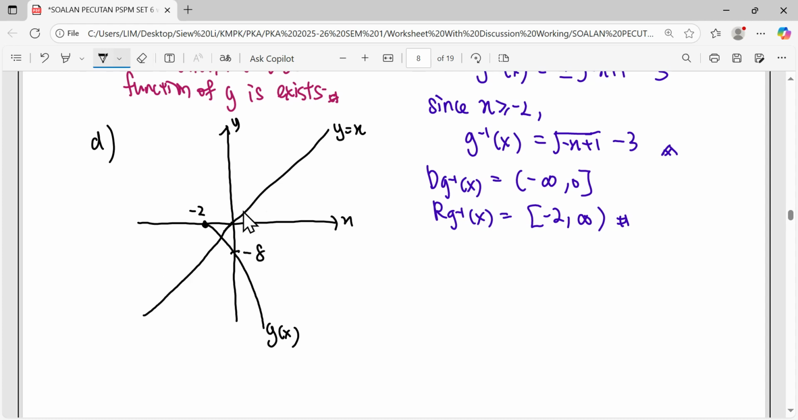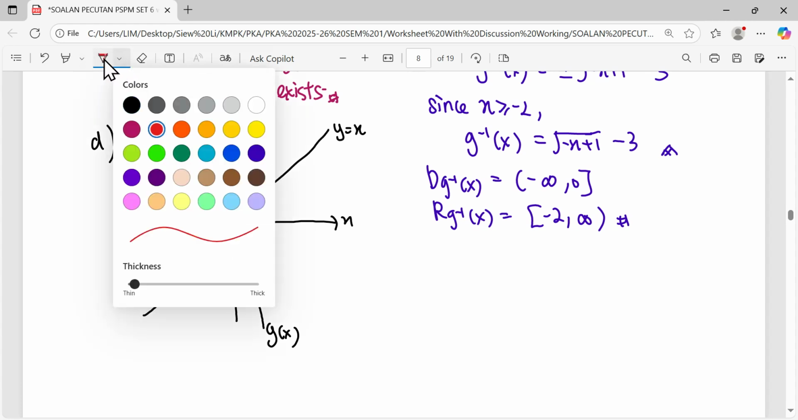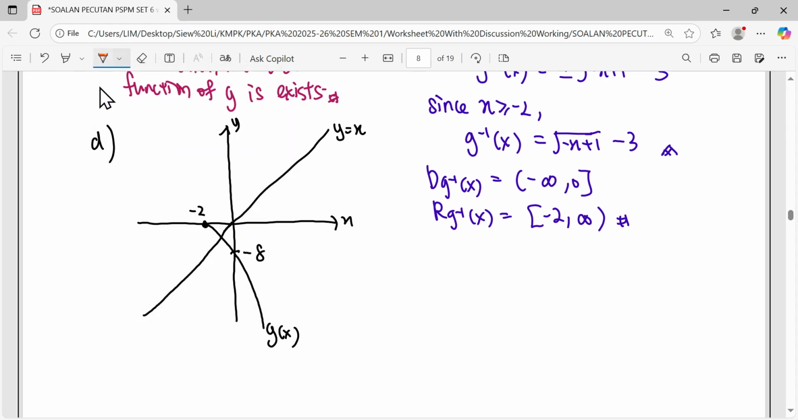Okay, so buat pantulan, buat sini 45 darjah lipat, you pantul elok. So when you reflect it, you punya graph akan keluar sini. And then dia akan sentuh sini. Macam tu. Negative 2, intersect, negative 8, point is included. This is g inverse.